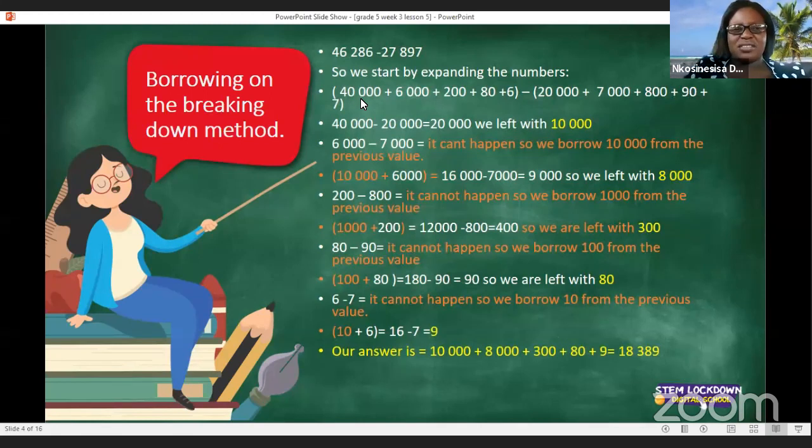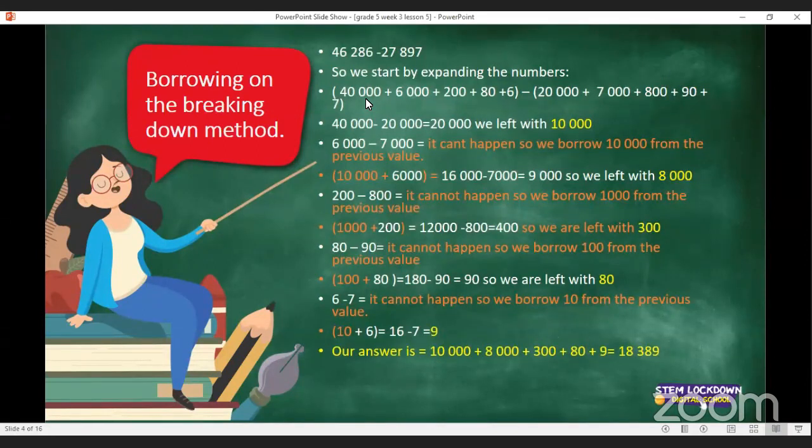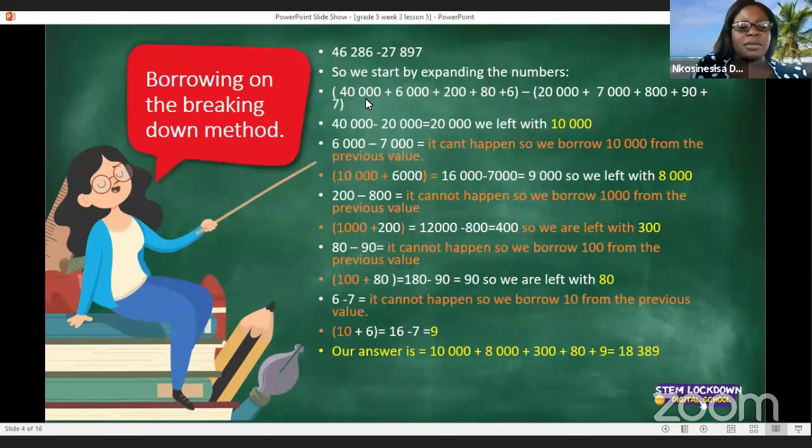Zamambo, you have a question? Yes, Zamambo? There was this other method in my school where we had to put the numbers, 46,286 minus 27,897. So what we did was put the numbers on top of each other, like the bigger number on top of the smaller number, and then we minus. Okay, okay, thank you. Yesterday we looked at the column method. Okay, thank you, Zamambo, for raising that.